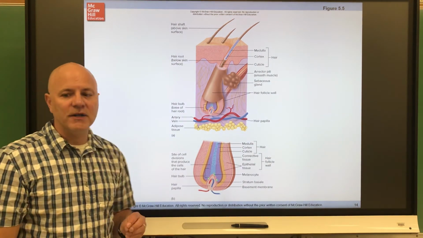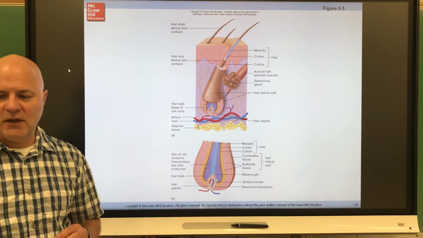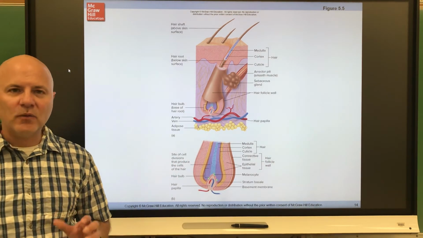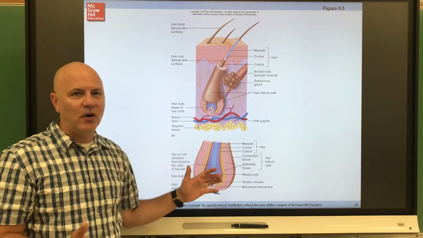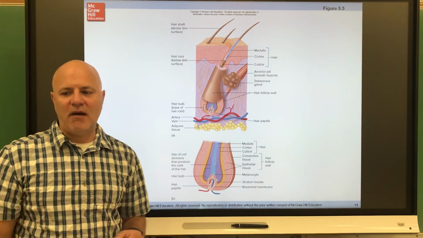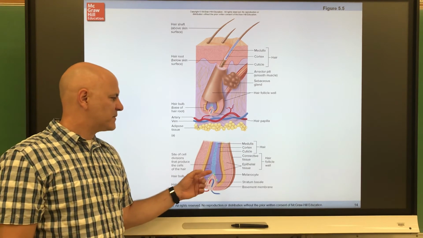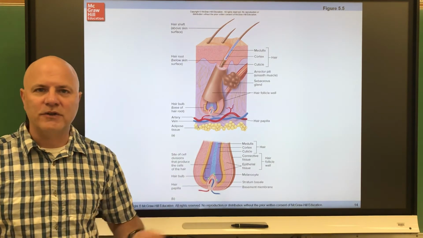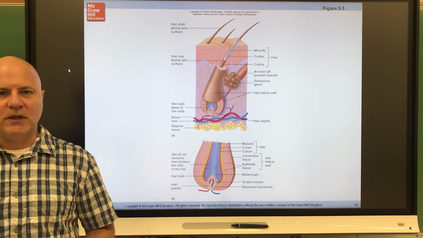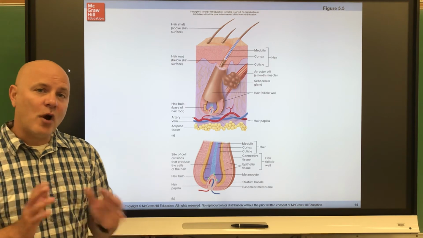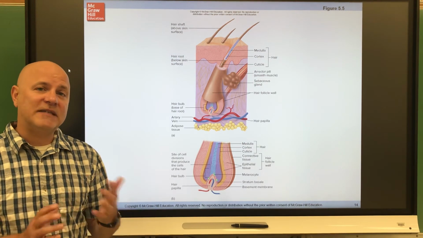The difference here is that hair grows in cycles. So we're going to have a growing phase. So the hair is going to grow, and then we're going to have a resting phase. So the hair stops growing and can rest in that follicle, and then the hair will fall out. Now, sometimes when the hair stops growing, it can immediately fall out, but it can also wait a little while before it falls out.